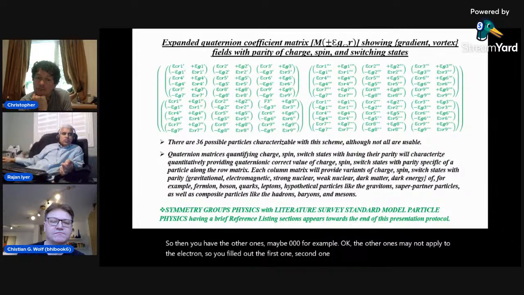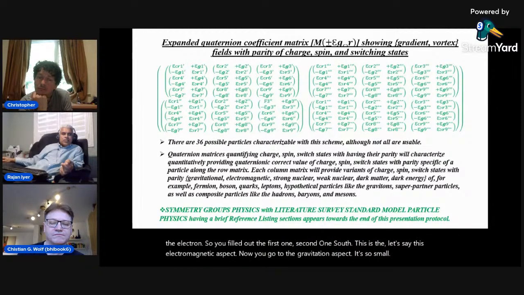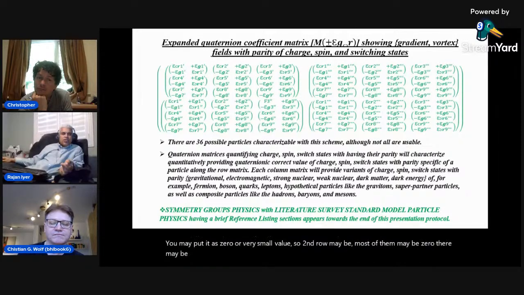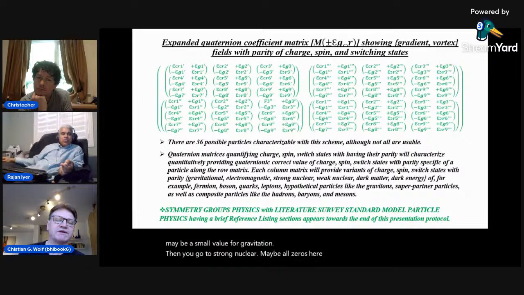The second one is the electromagnetic aspect. Now you go to the gravitation aspect. It's so small, you may put it as 0 or a very small value. So the second row may be mostly 0, with a small value for gravitation. Then you go to strong nuclear, maybe all zeros here, for example.